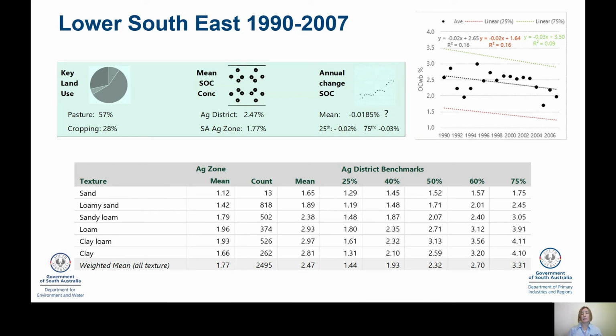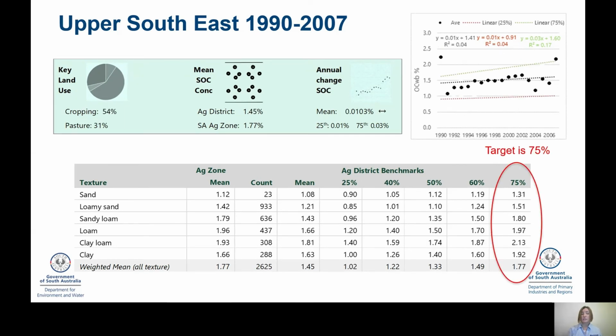The beauty about this really though is these ag district benchmarks by texture. So if you're in the lower southeast and you have your carbon test result, these are all 0 to 10 centimetres, you can get your value, your carbon concentration, and you can compare it to what your value would be for that texture. You can then get an idea of where you might sit in the benchmarks for these areas.